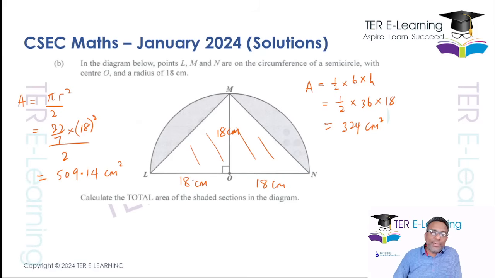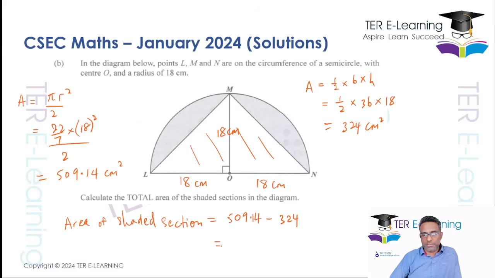So now I know the area of the semicircle and the area of the triangle. Therefore, the area of the shaded section is going to be equal to 509.14 minus 324, and you're going to get 185.14. So that's the area of the shaded region.